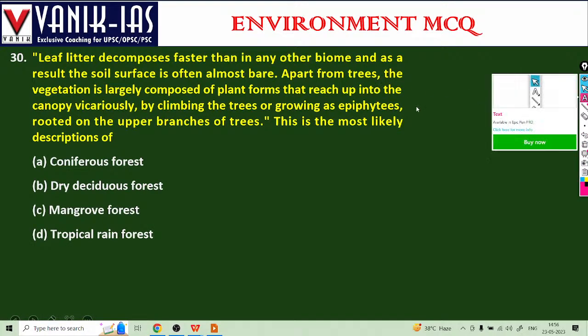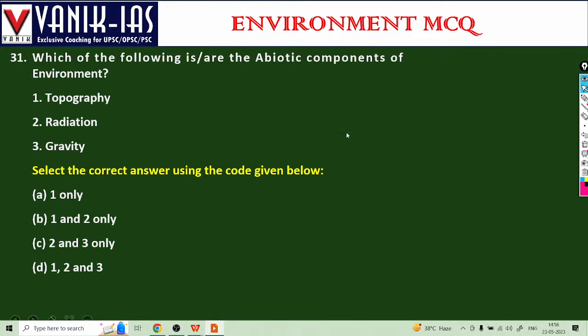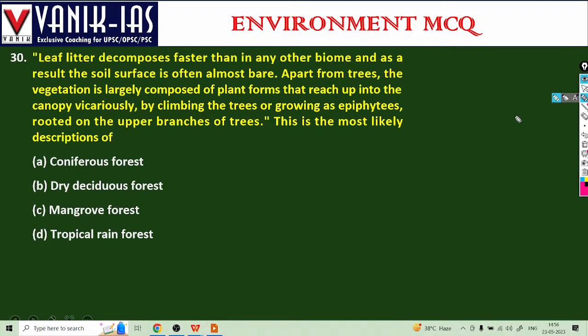Leaf litter. What do you mean by leaf litter? The leaves fallen from the trees decompose faster than in any other biome, as the soil surface is often almost bare. Apart from trees, the vegetation is largely composed of plant forms that reach into the canopy vicariously, climbing the trees or growing as epiphytes rooted in the upper branches of trees. Obviously, this is tropical rainforest. In a tropical rainforest, leaf litter decomposes much faster. So D is the answer.